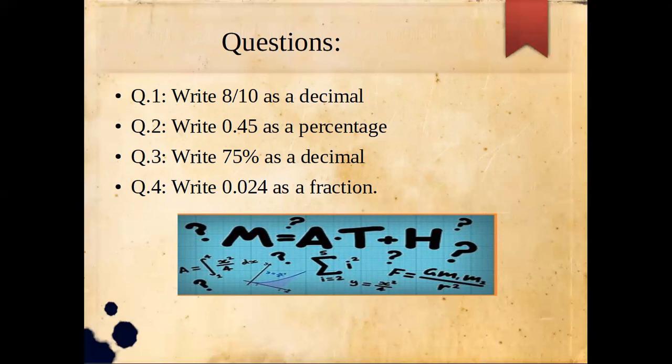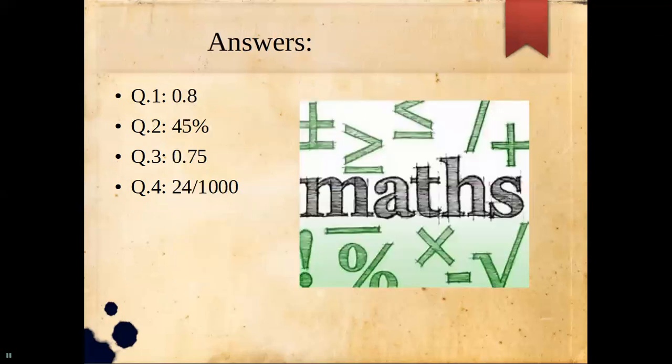Okay, if you're ready, I'll show you the answers now. So here are the answers. Question 1, 0.8. Question 2, 45%. Question 3, 0.75. Question 4, 24 divided by 1,000.